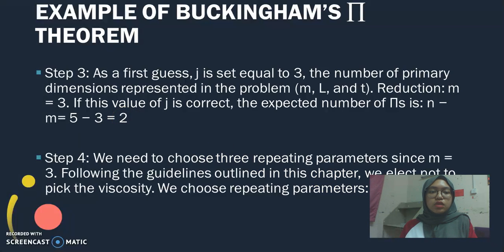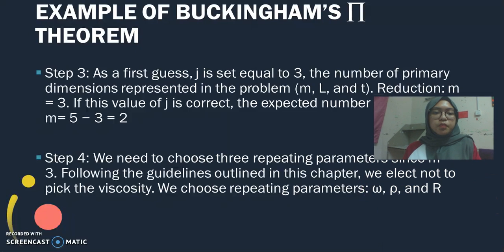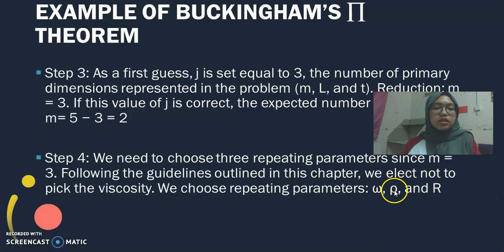So next we need to choose 3 repeating parameters, using the guidelines. The guideline is that the repeating parameters must be dimensionally independent. So we need to choose independent variables only. So we choose the repeating parameters: angular velocity, density, and the radius.